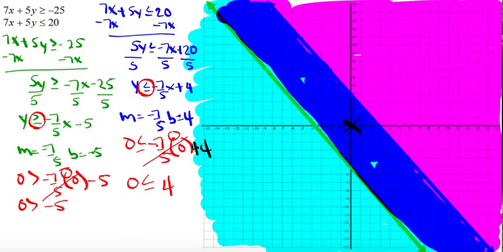Alright, so a solution to this system is everything in this dark blue area. So for example, a solution could be negative 3, 4. So all of this is a solution, including the lines also. Everything else is not a solution.